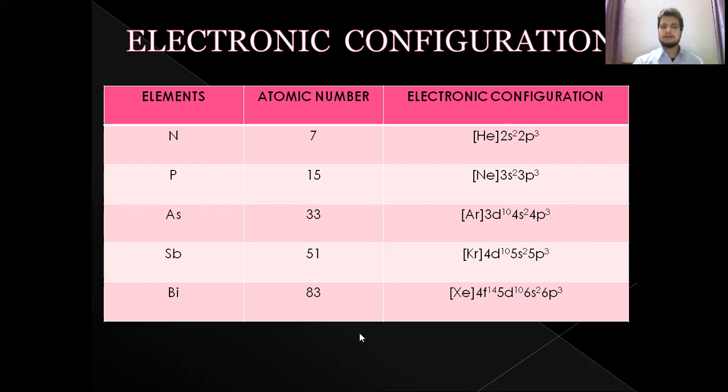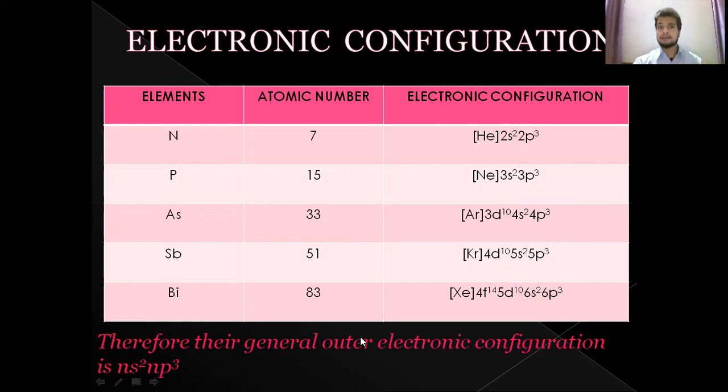So as a result, the general outer electronic configuration can be written as ns2np3, where n stands for the principal quantum number of the last shell, which varies from one element to another. So it varies from 2 to 6.